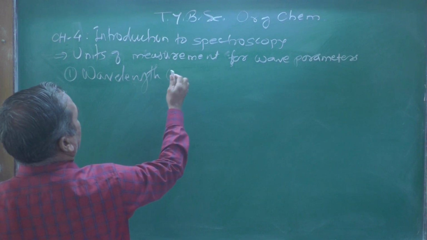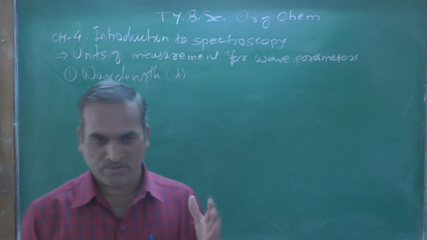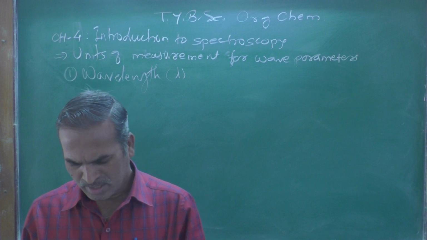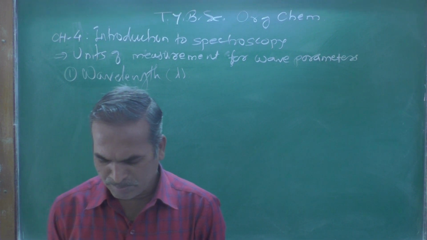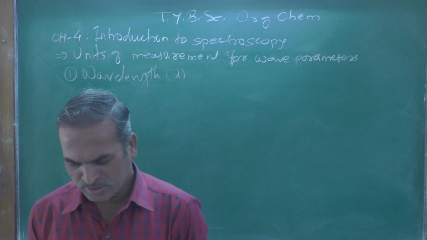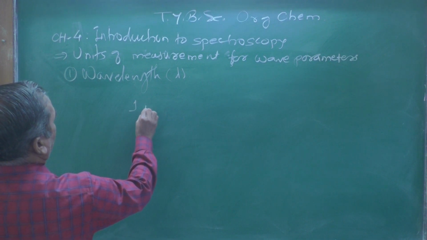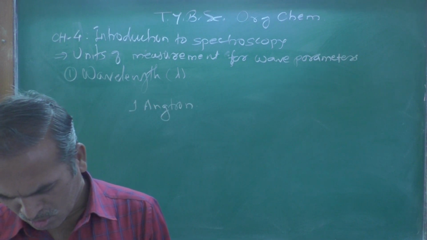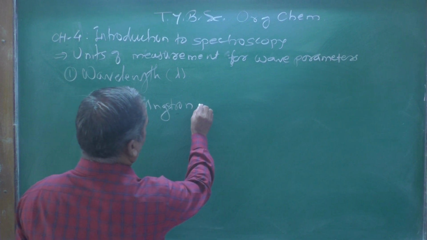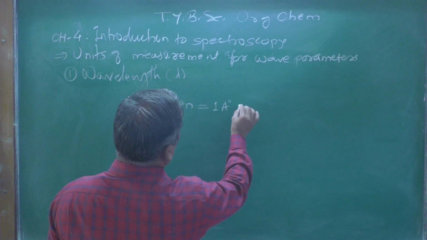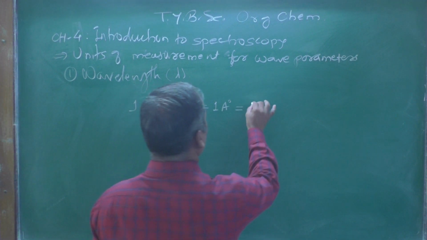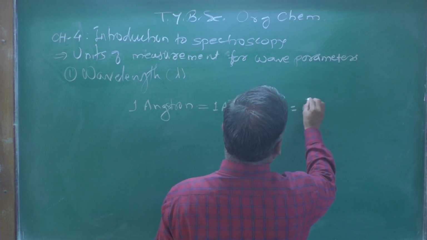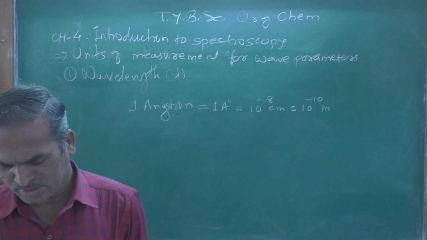Wavelength is represented by the symbol lambda, and by definition, the distance between two crests or troughs is known as a wavelength. A wavelength is measured in a number of units depending on the type of radiation studied. Suppose we have 1 angstrom. 1 angstrom is nothing but 10 raised to minus 8 centimeter, or 10 raised to minus 10 meter.